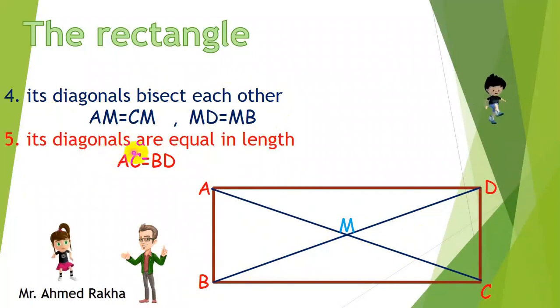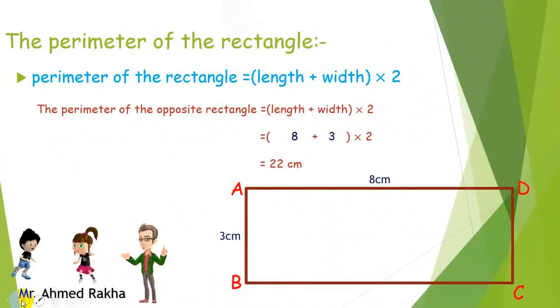Now its diagonals are equal in length. The length of AC equals the length of the other diagonal BD. Let's complete. Of course, sometimes they ask us about the perimeter and the area.